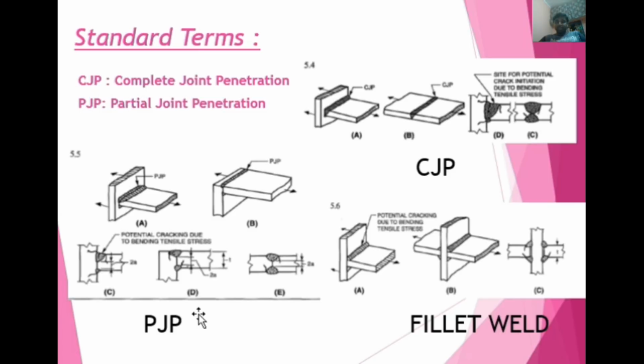Partial joint penetration. This is partial joint penetration. You can see here, this is a fillet weld. This area is not melted, so this is the partial joint penetration from this area and the opposite area. This is called partial joint penetration. You can see here C, D and E. It is a very clear picture here.